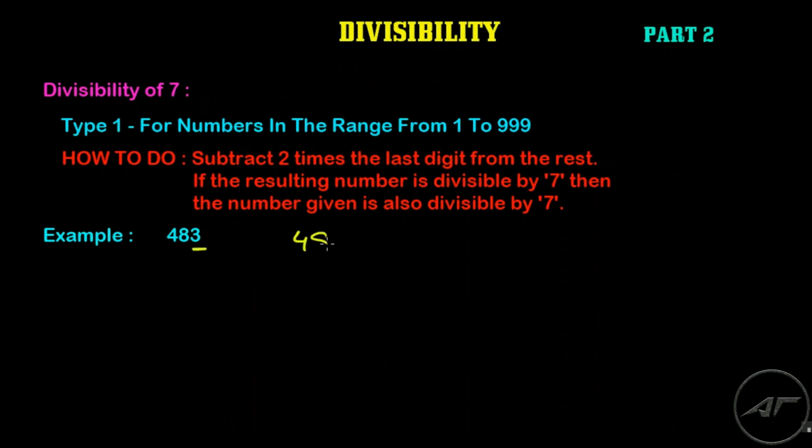So, as per the rule, 48 minus 3 into 2, because our rule says subtract 2 times the last digit from the rest. Now, after taking out the last digit, the rest of the part remaining is 48. So, we have 48 minus 3 into 2, that is twice the last digit. So, what we have here is 48 minus 6, so we have 42. Now, as this number is divisible by 7, therefore this number is also divisible by 7. So that is how we find out for numbers in the range from 1 to 999.